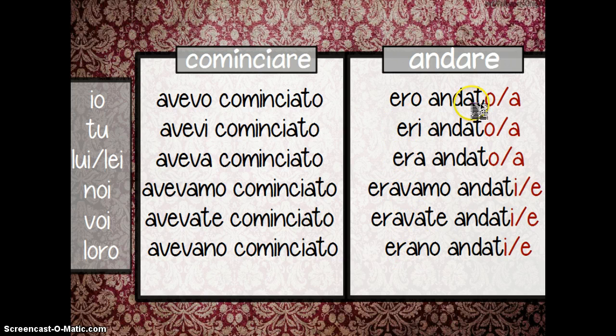And then our past participle. This one's a little trickier because you have to remember to change the endings. So for these first three, in the singular, it's going to be andato or andata, depending on if you're talking about a boy or girl or a masculine or feminine object. We have andato, andata, andato, andata. Then we go into the plural. So we have eravamo, andati or andate. Eravate, andati, andate, or erano, andati or andate. Totally depends on what you're talking about, but you have to always remember to change those endings.